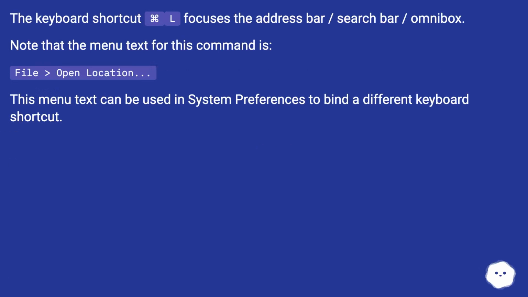macOS Chrome address bar focus: Command+L. The keyboard shortcut Command+L focuses the address bar, the search bar or omnibox. Note that the menu text for this command is File > Open Location. This menu text can be used in System Preferences to bind a different keyboard shortcut.